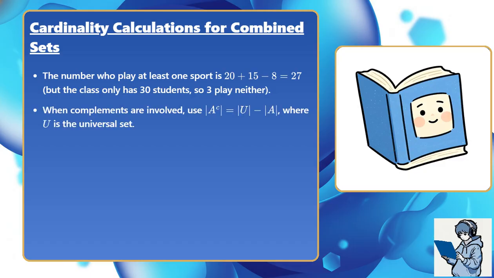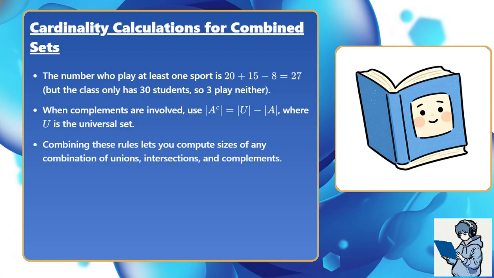When complements are involved, use the cardinality of the complement of A equals the cardinality of U minus the cardinality of A, where U is the universal set. Combining these rules lets you compute sizes of any combination of unions, intersections, and complements.